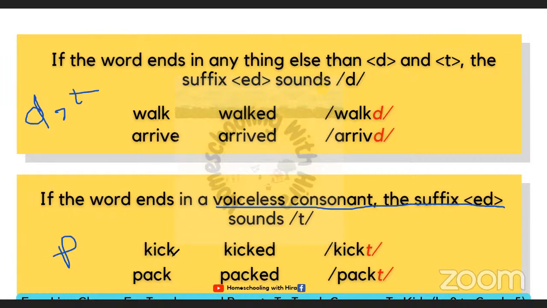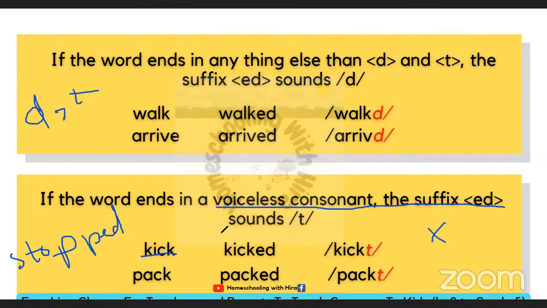So let's say the word kick. With ed, it will be kicked. It's not kicked. It will be kicked. Packed. I packed the something. Stopped. The clock stopped working. It's not a stopped working, stopped working.